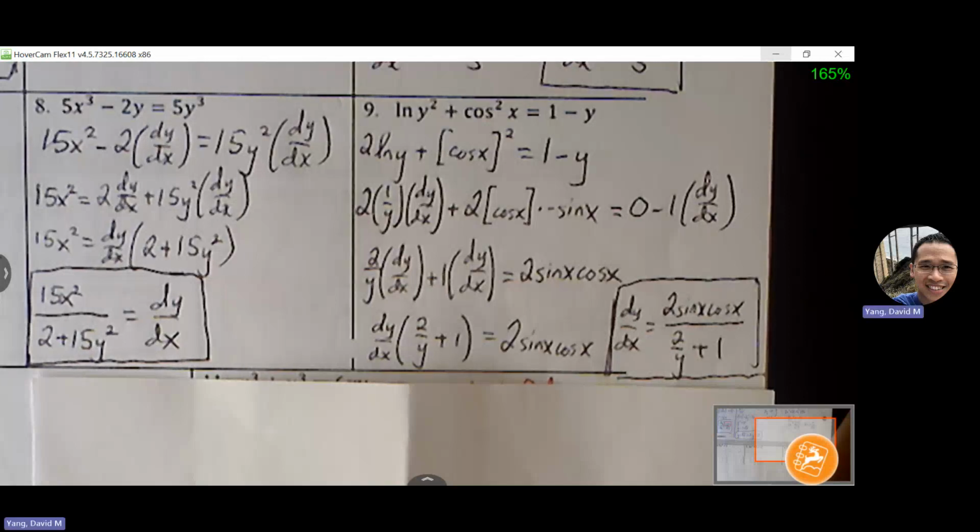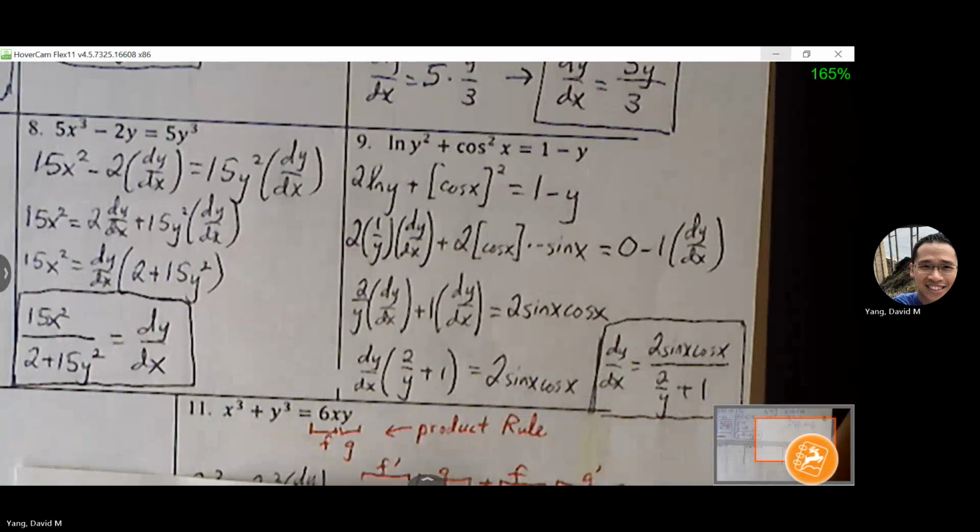Okay, after 9, go to 11. Now, looking at 11, what's involved there if we want to find the derivative? What do we have to make sure we include? I guess a little bit of a chain because I guess implicit can be considered chain. So there's definitely implicit because we see y's all over the place. What else?